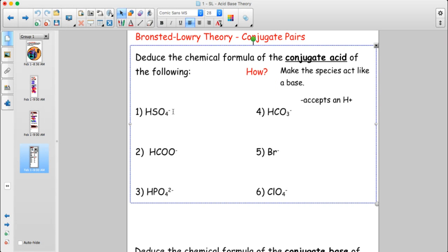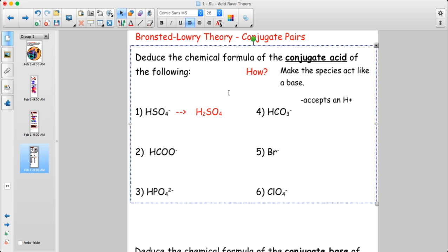So if you think about what this thing is going to turn into, if it acts like a base, it's going to accept a proton. That means it's going to now have two H's. Everything else about it should be the same, except that because it also gained an H+, its charge should now be 0, because it goes from having a -1 charge to now having a 0 charge. So there's our answer to the question. Make it act like a base by accepting a proton.